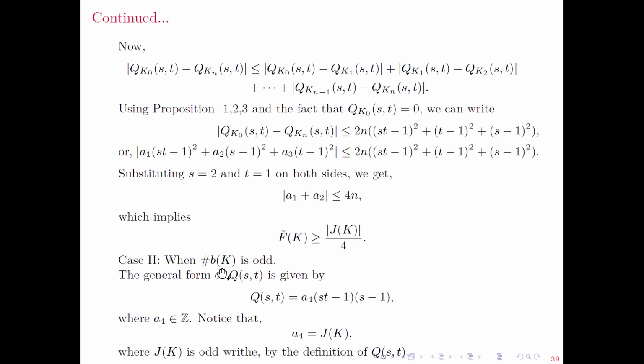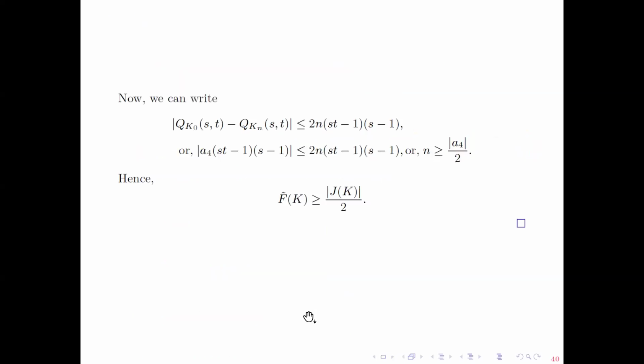And for when the total number of bars is odd, as I said, t cannot be present in both the factors in the polynomial. So in general, the polynomial looks like this: (st minus 1)(s minus 1), where a4 will be odd actually, because other terms where s is 0, those are the even indices crossings. So similarly here, we get the lower bound is odd divided by 2.